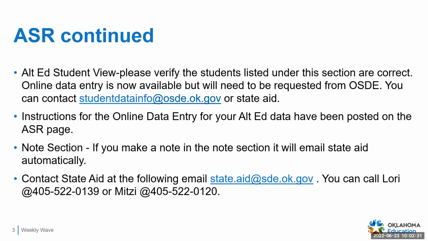Also in the ASR, there's a note section, and if you make a note in that section, it's going to automatically email state aid, and either Mitzi or Lori will respond to those emails. If you need to contact state aid, you can reach them at state.aid@sde.ok.gov, or you can call Lori at 405-522-0139 or Mitzi at 405-522-0120.